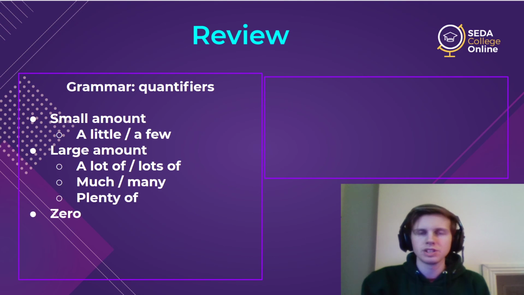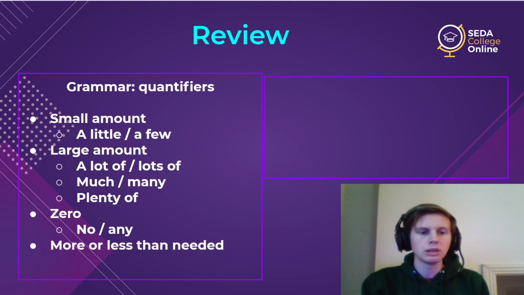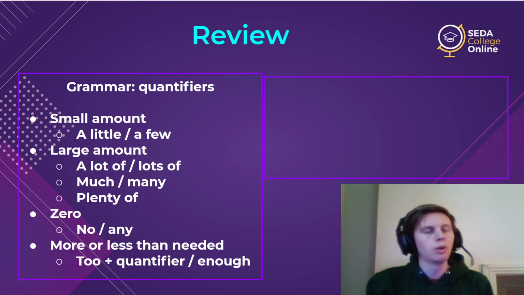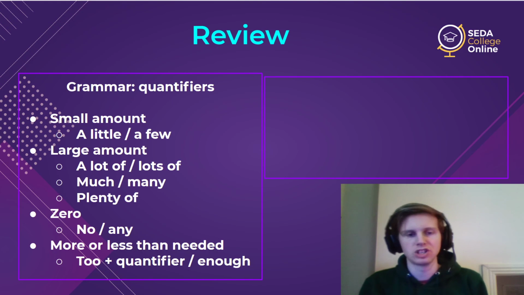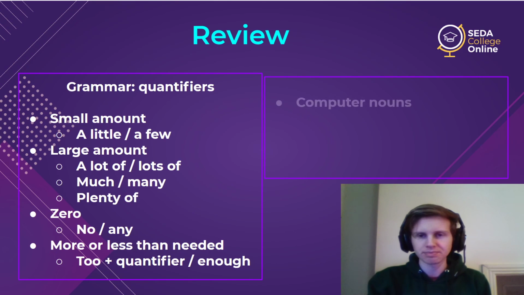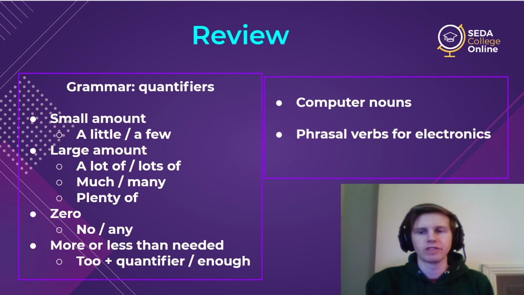And then for zero situations, no, we talked about no and any. And then finally, we talked about more or less than you need with too plus the quantifier, or enough if you have a sufficient amount. I know, there's a lot of quantifiers today. So I do recommend downloading my PowerPoint slides so you can have my notes to help you remember all of these different quantifiers. And then we also talked about computer nouns and phrasal verbs for electronics.